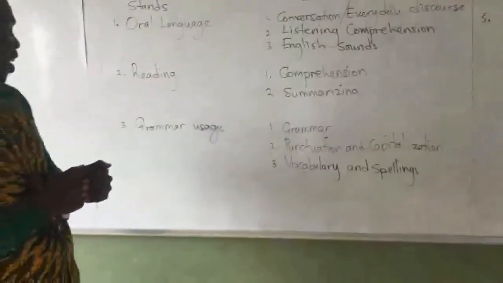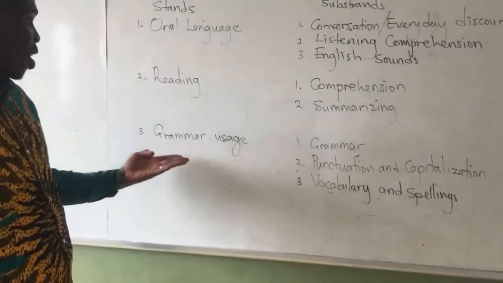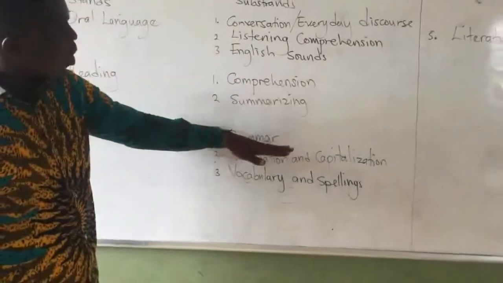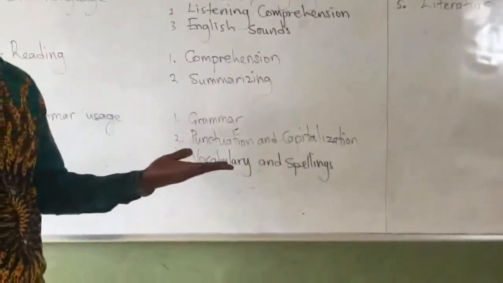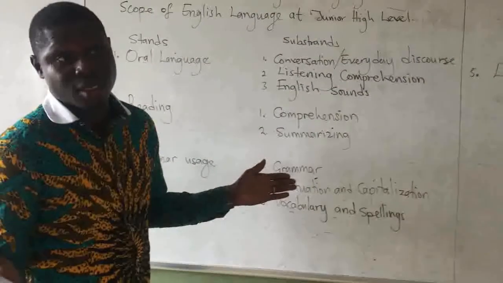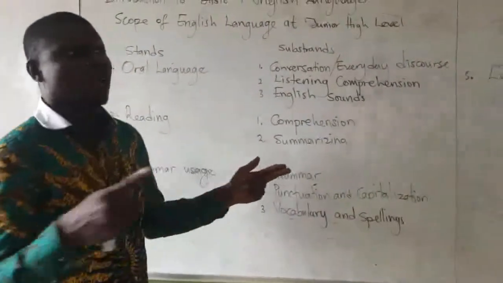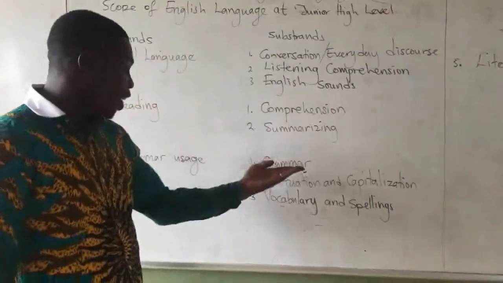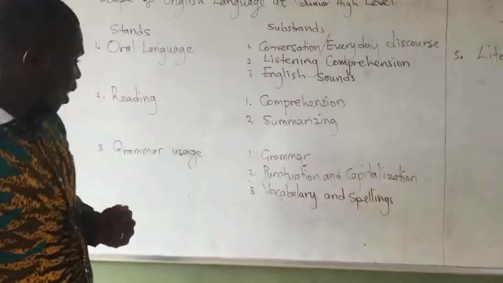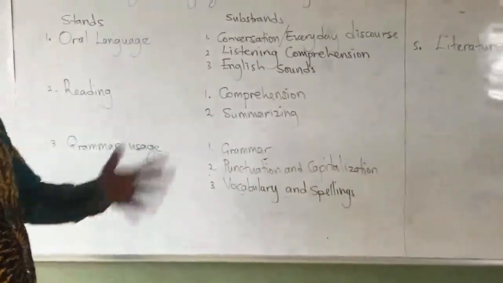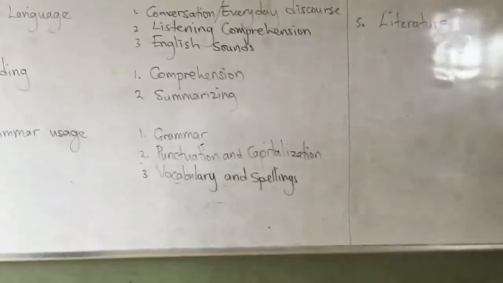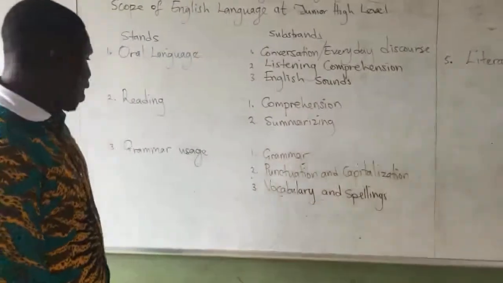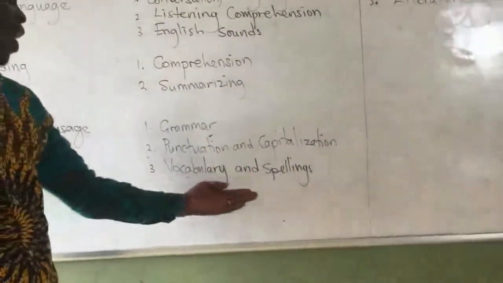And then the third one here is grammar usage. Under grammar usage, we shall have grammar as our first substrand. I want to talk about grammar. You know all the classes of what? Words. Starting from nouns, pronouns, adjectives, adverbs. All those fall under classes of what? Words. And they are what we're looking at under grammar. And then the next thing we're looking at is punctuation and capitalization. We're looking at that one so that we know how to punctuate and also capitalize when we're writing paragraphs in our essays. Then the last one under grammar usage is going to be vocabulary and spellings.